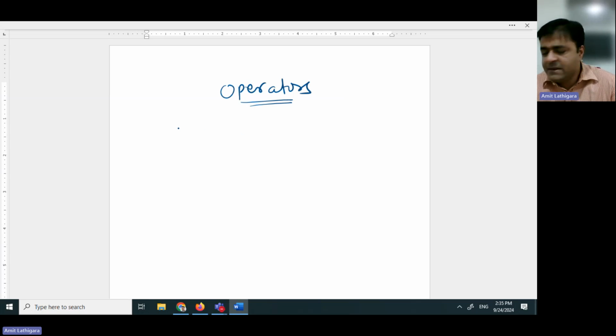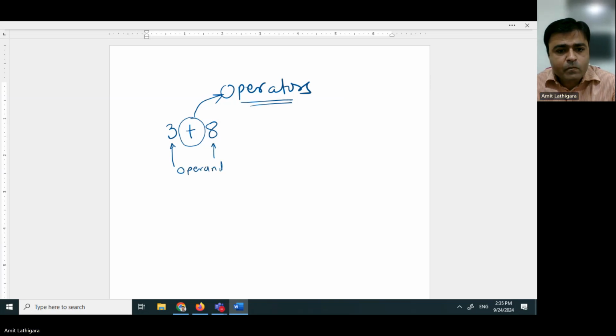Let me simplify this. For example, I want to find the addition of 3 and 8. So this is possible using plus. So 3 plus 8. Whatever the result comes, it is the addition of 3 and 8. So this plus is considered an operator, while this 3 and 8 are considered operands. As it performs an arithmetic operation, that is addition, it comes into the category of arithmetic operators.